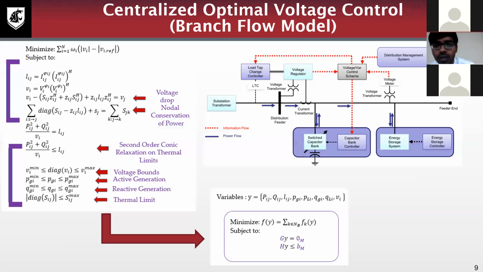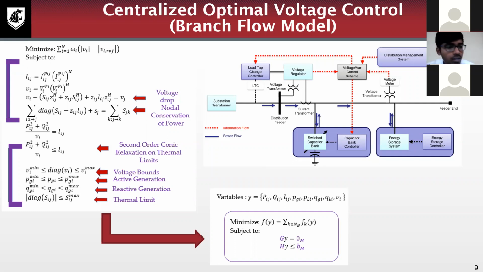So what I'm doing now in my thesis work is I'm looking into optimal voltage control in distribution systems, and I'm using the branch flow model. There are two types of models to represent power flow equations in distribution systems. One is the branch flow model, and the other one is the bus injection model. The main advantage that the branch flow model gives is that since distribution systems are mostly radial, branch flow models give a much easier representation of power flow equations.